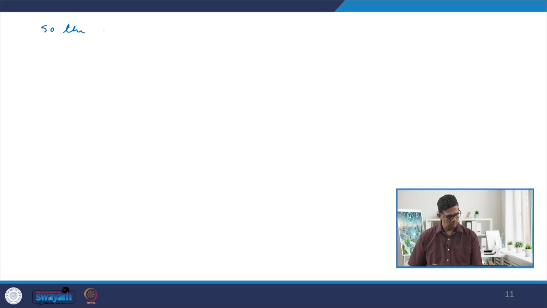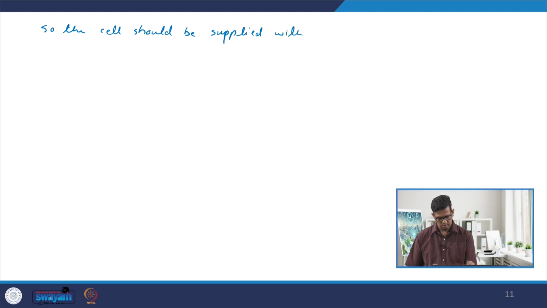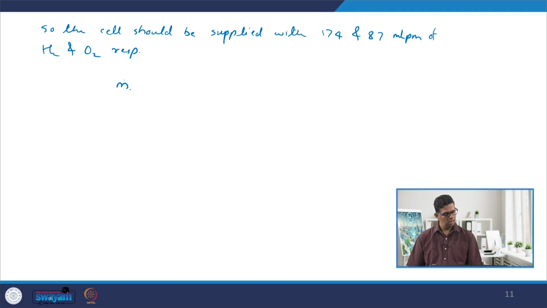So, the cell should be supplied with 174 and 87 milliliters per minute of hydrogen and oxygen respectively. But like we discussed earlier, this m dot hydrogen actual should be greater than your theoretical value.